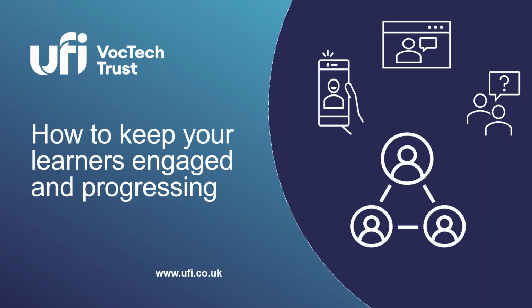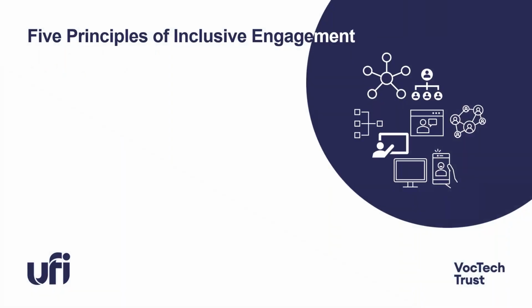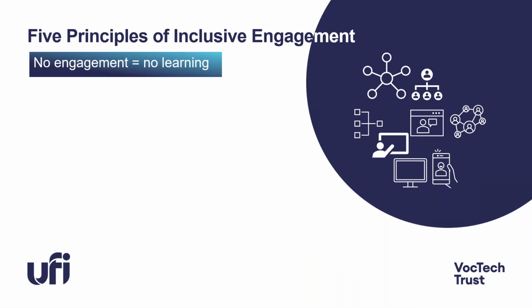Essentially, it was about assessment for learning and extending the work of Black and Wiliam in the school sector into the wider further education sector. So let's just have a look at these five principles. Now, the first one is a bit of a truism. No engagement equals no learning.